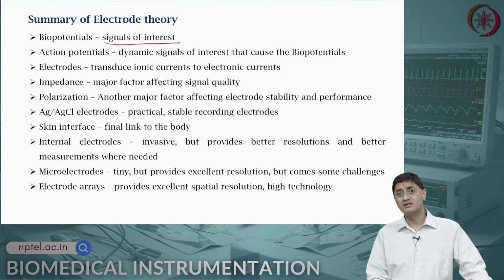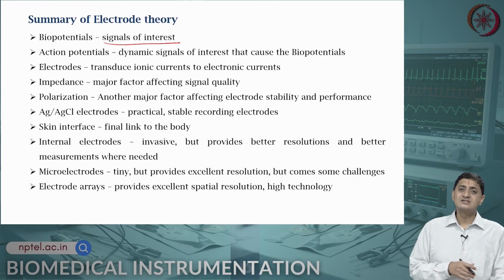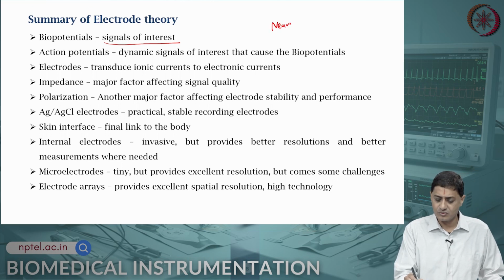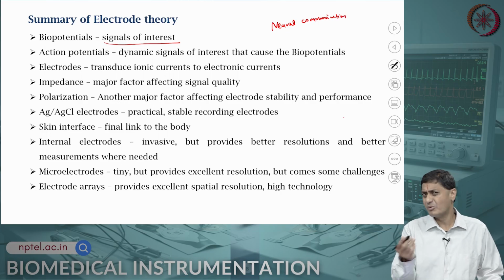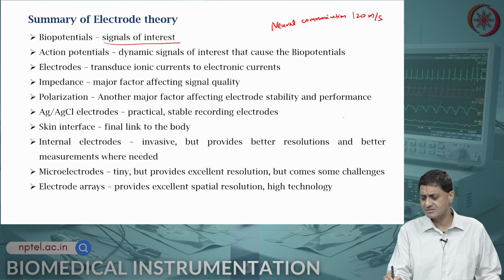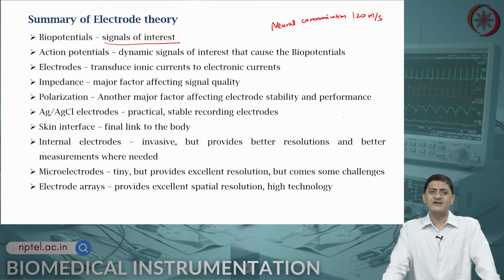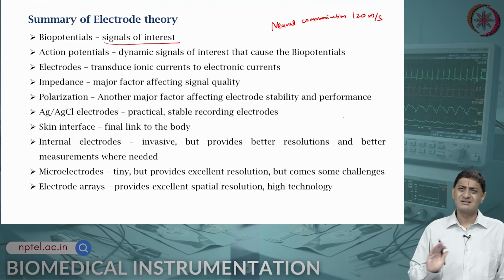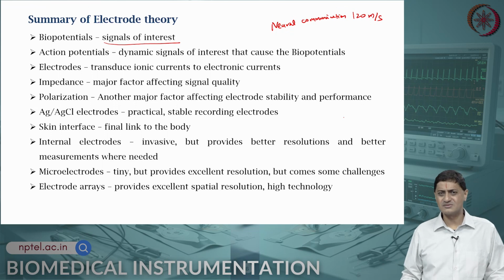Important to note is that ionic currents, neural signals, do not travel at the speed of light. Maximum neural communication speed is about 120 meters per second. One major factor that affects signal quality is impedance. Especially when you are interested in measuring from the surface, you are interested in matching impedance, minimizing the impedance by, for example, abrading the skin, abrading the stratum corneum, and applying alcohol.